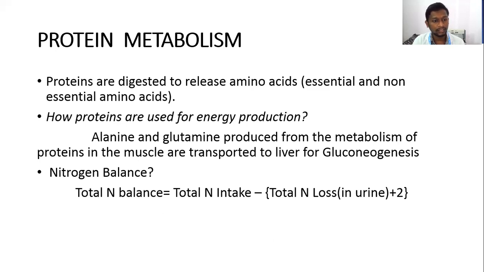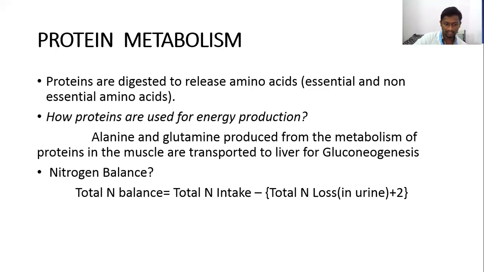And here again, to the question of how proteins are used for energy production, the alanine and glutamine amino acids, which are produced after the breakdown in the muscles, are transported to the liver for gluconeogenesis. And one term you are supposed to know here is nitrogen balance. Nitrogen balance will tell you about the self-sufficient state in relation to protein metabolism.